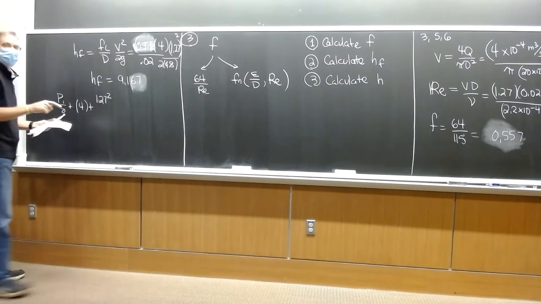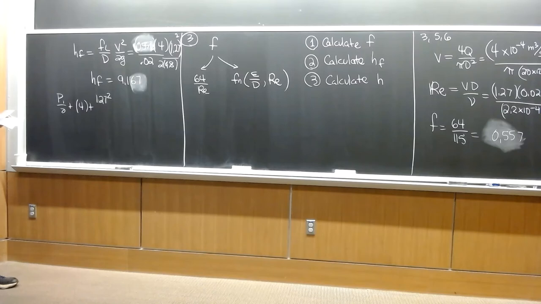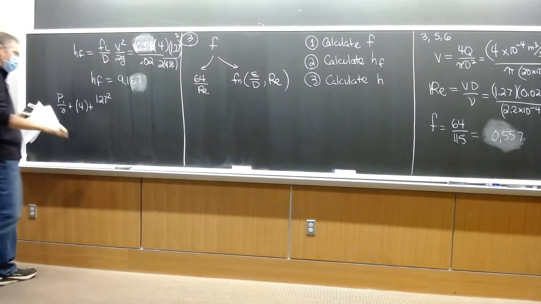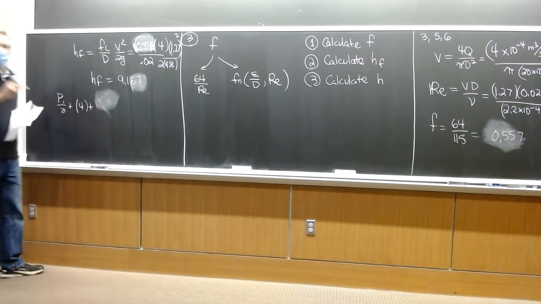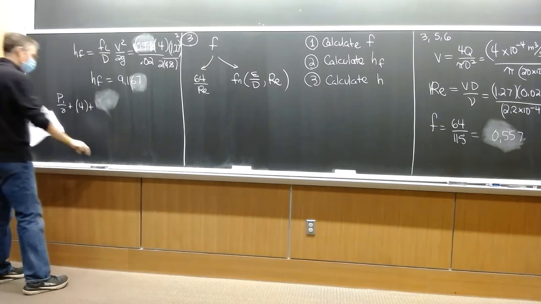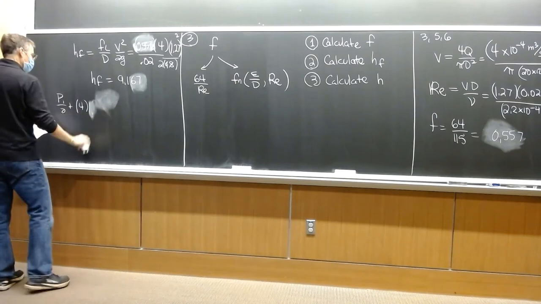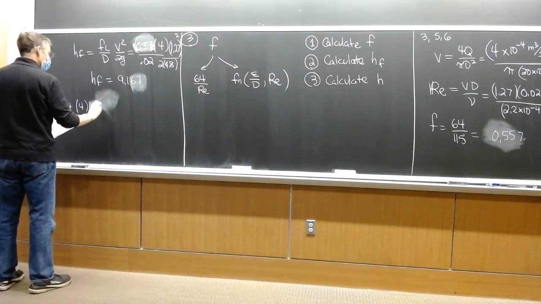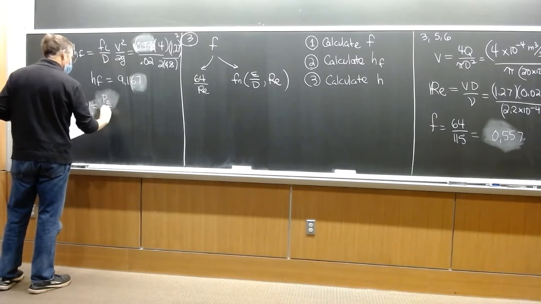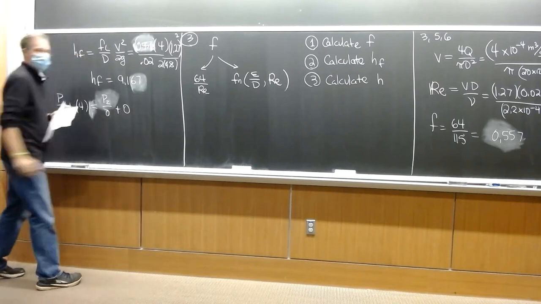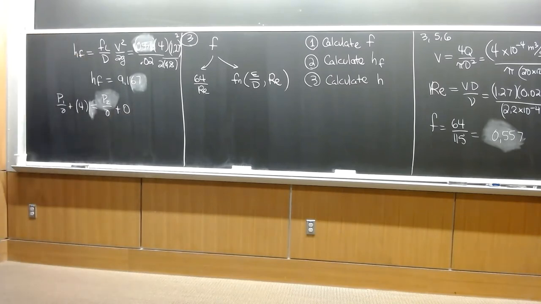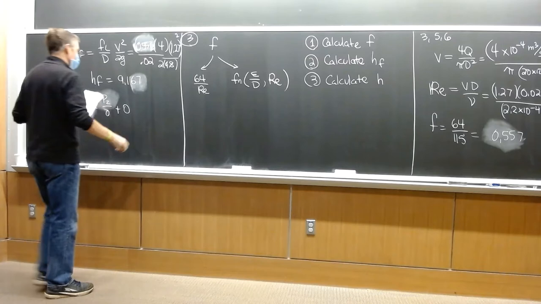The velocities are going to be the same. V1 and V2 are the same, so that's going to be the same term on each side of the energy equation, so we can not include it. Okay, see what I've done? V1 squared over 2g equals V2 squared over 2g, so we're just going to leave it out. And that's P2 over gamma plus zero, we put our datum. So that gives us an equation plus the head loss due to friction.